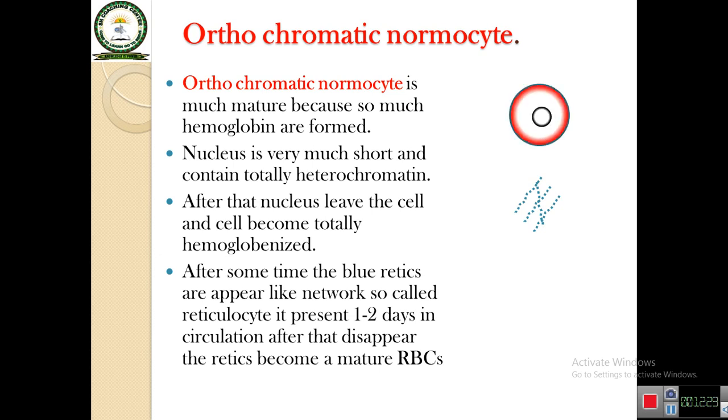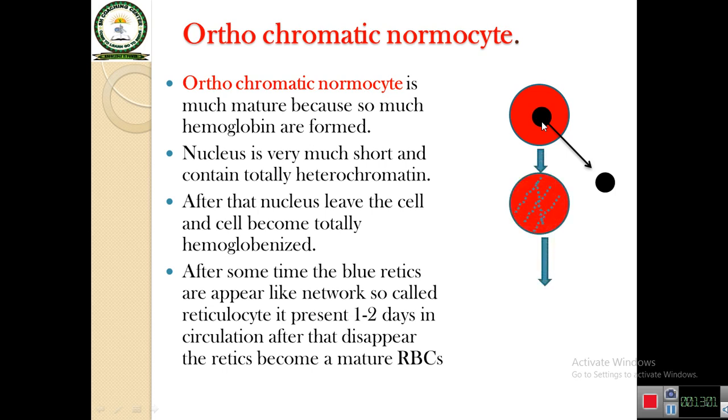Look at this diagram. This is a cell. It means orthochromatic normocyte. In this stage, the cell becomes totally hemoglobinized and contains a very condensed mature nucleus. And now this nucleus is ready to leave the cell. After that, this nucleus will be removed from the orthochromatic normocyte, and this cell will convert into this structure. After some time, blue retics appear in the center of the cell, and these blue retics are called reticulocyte.